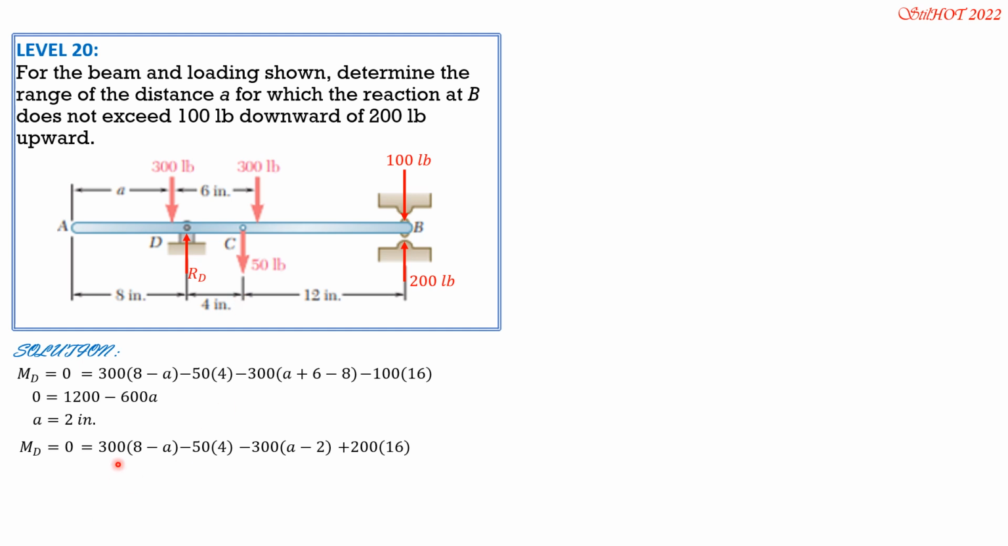So again, combining the constants, 300 times 8 minus 50 times 4 minus 300 times negative 2 plus 200 times 16. So 0 equals 6,000, and for A, negative 300A and another negative 300A is negative 600A. So A is 10 inches. Therefore, the answer is 2 inches less than or equal to A, less than or equal to 10 inches. So that's it for this part 2.